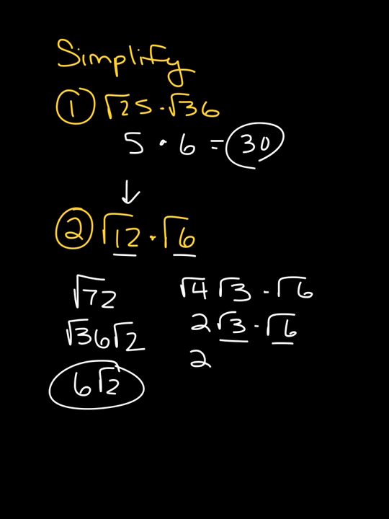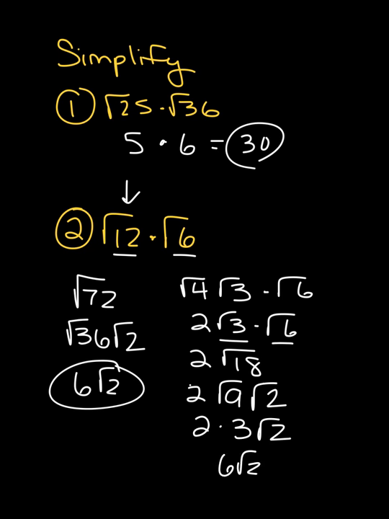Root 3 times root 6. That's going to give me the square root of 18. I'm going to multiply the radicands and then continue to simplify. So I have 2, and 18 has a perfect square of 9 that goes into it, so square root of 9 times the square root of 2. So I get 2 times 3 root 2, which gives me 6 root 2.